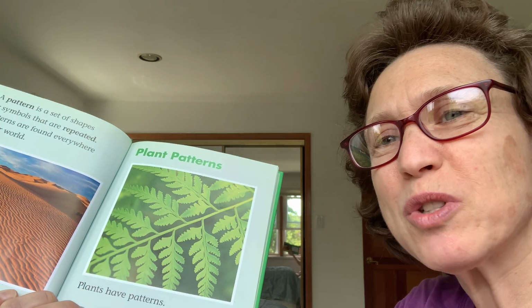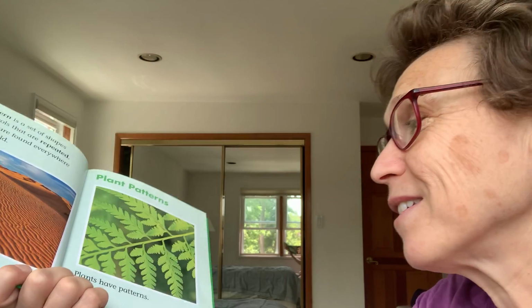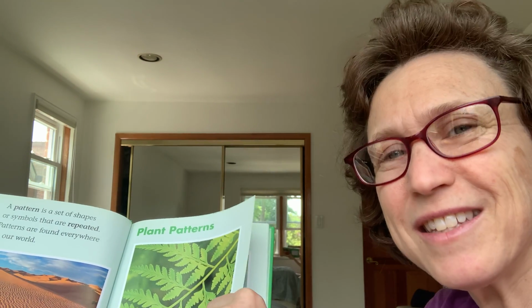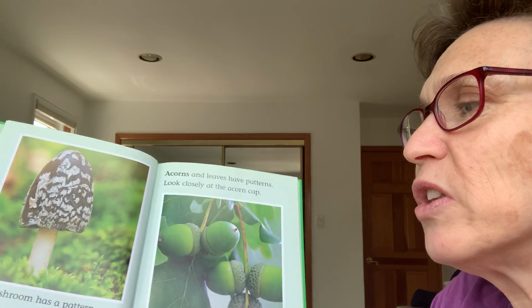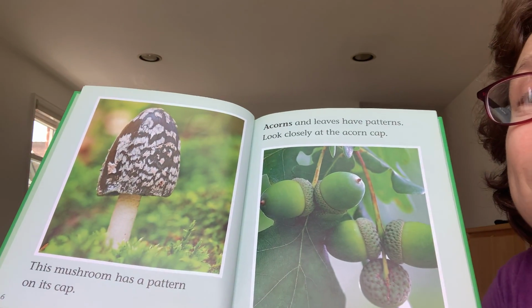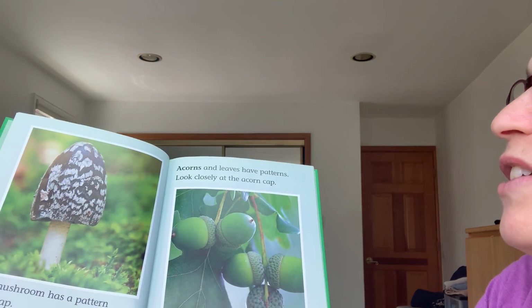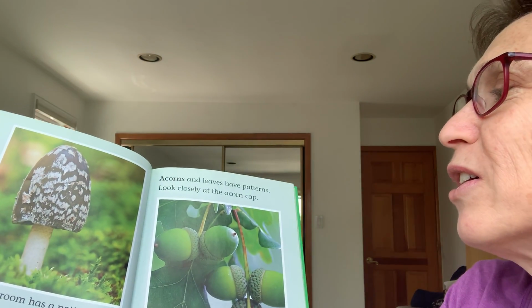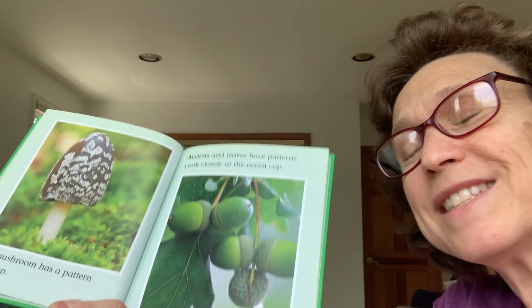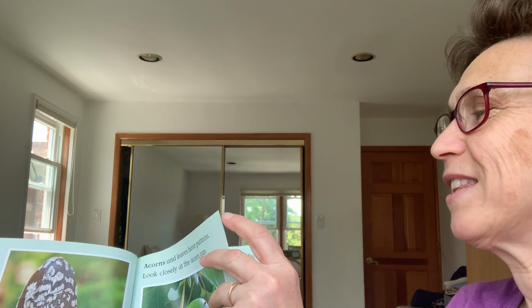And this chapter is called Plant Patterns. Plants have patterns. See how it has shapes that repeat in the leaves? This mushroom has a pattern on its cap. Acorns and leaves have patterns. Look closely at the acorn cap. See that? Okay, they have shapes.